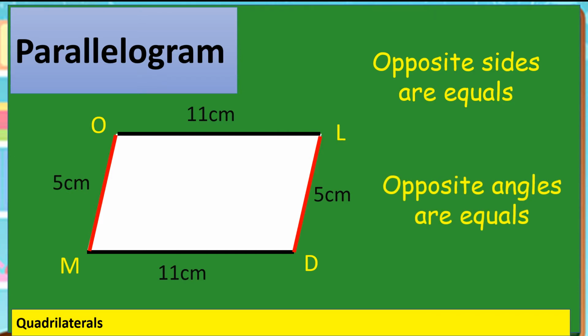Then, opposite angles are equal. So, if angle O is equal to 100 degrees, therefore, its opposite angle, which is angle D, is also 100 degrees. And if the measure of angle L is equal to 80 degrees, its opposite angle, which is angle M, is equal to 80 degrees. So, kung sinong magkatapat na angle, sila ang magkaparehas. Si angle D ay congruent sa angle O at si angle L ay congruent sa angle M.